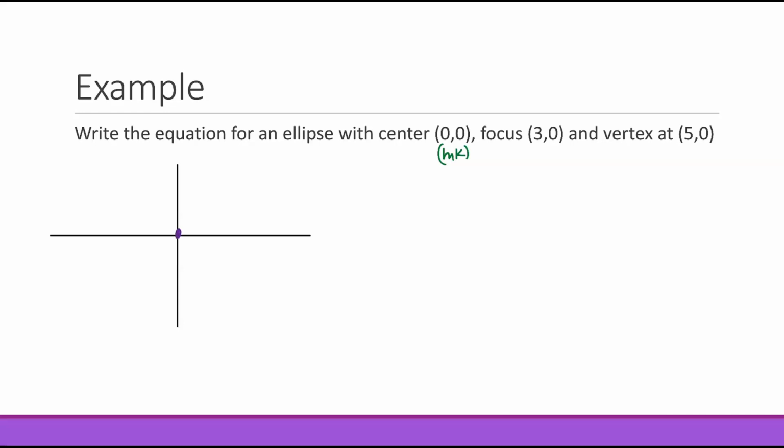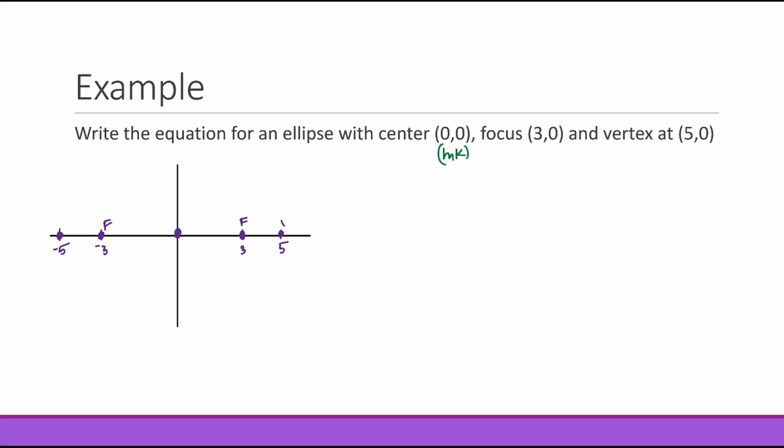So we have our center at 0, 0, and I'm going to go ahead and label our vertices at 5, 0 and negative 5, 0. So how do I know negative 5, 0? Well, if the center is 0, 0, and one of the vertices is 5 units to the right, the other is going to be 5 units to the left. And then we know that we have a focus at 3, 0. Let's go ahead and mark 3 there. And then over here at negative 3, we know we have another focus.